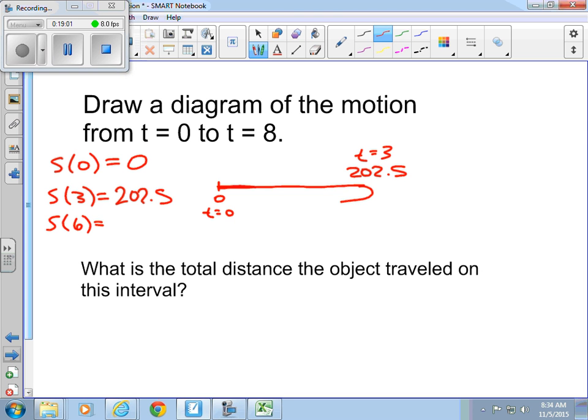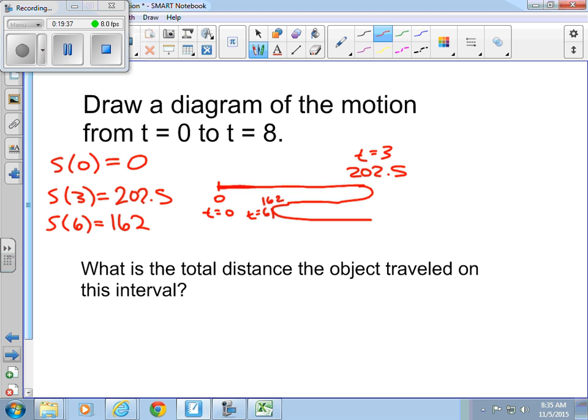And what is S of 6? 162. 162 even. So I go all the way back to 162 before I turn around. And that is at t equals 6. You don't have to write that t equals 6 part, but I do want you to put a position of 162 there. I don't care if your diagram is to scale, you know what I mean? Like that, because I didn't draw that to scale. I don't care about that as long as you got the diagram telling me where you went when.